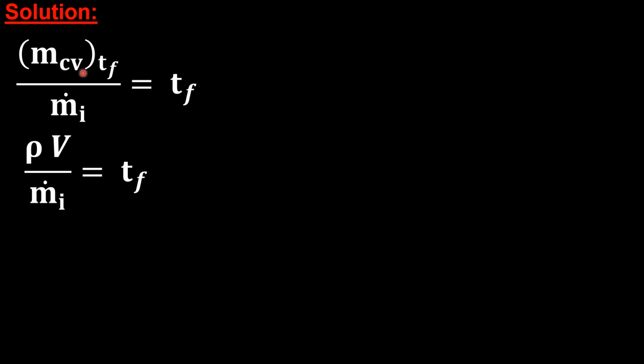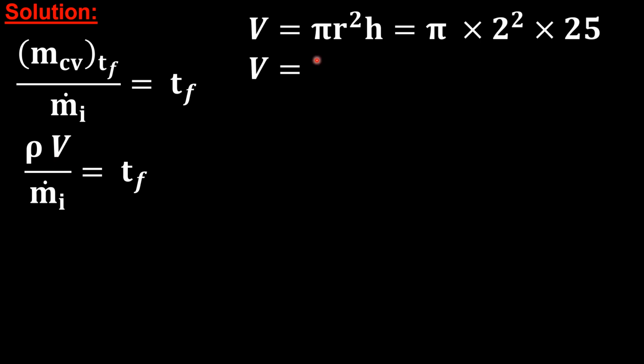So here we rewrite the mass within the control volume as rho times V. Next, we want to find the volume. We will simply plug in the given values. The radius is 2 meters and the height, or the length, is 25 meters. So the volume is 100 pi cubic meters.